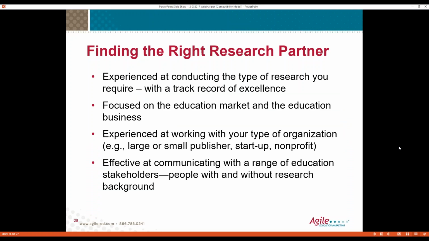There we go. Okay, finding the right research partner. This is really key, and we're assuming that you're going to work with an outside partner, an independent researcher, to do efficacy research. So the first is obviously you want somebody who's conducted this type of research before, and they're good at it, and you've read some research studies that they've done, and you feel that they're well put together.